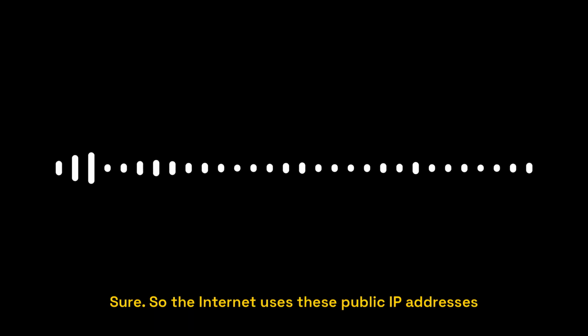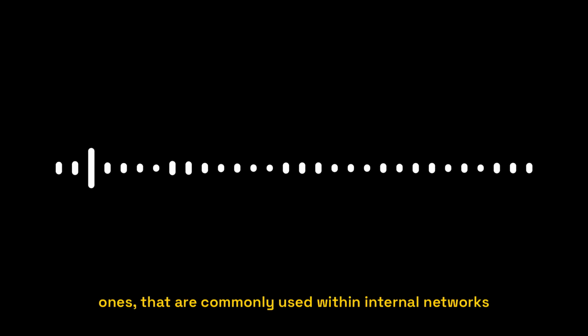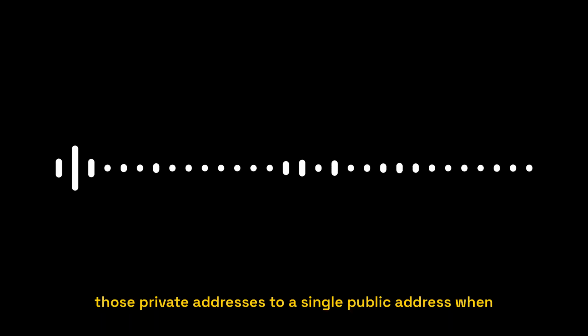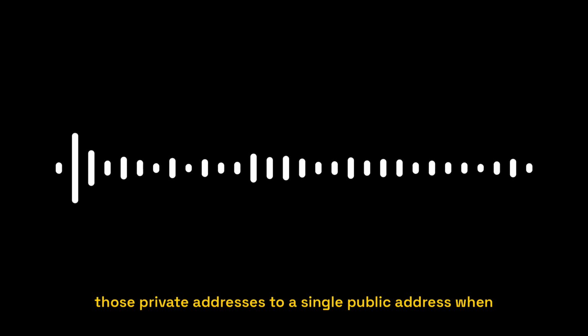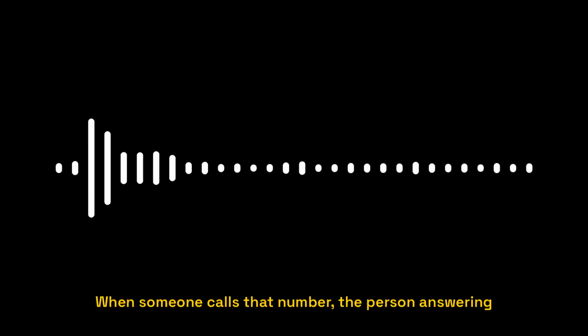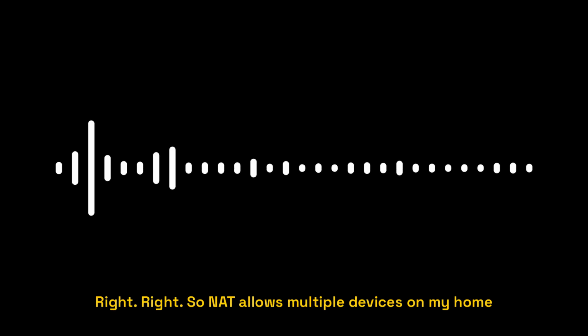Sure. So the internet uses these public IP addresses that are routable across the entire network, but we also have private IP addresses, non-routable ones, that are commonly used within internal networks, like your home network. So NAT is what translates those private addresses to a single public address when your devices need to talk to the outside world. It's kind of like having a main phone number for your whole household. When someone calls that number, the person answering can then direct the call to the specific person inside. Right. So NAT allows multiple devices on my home network to share that single public IP address.